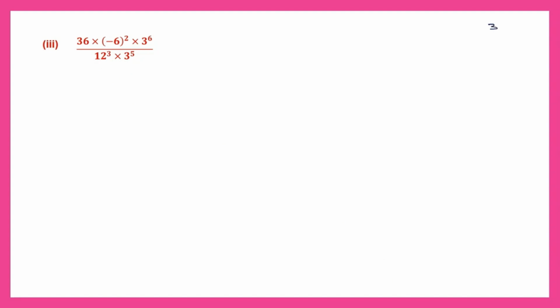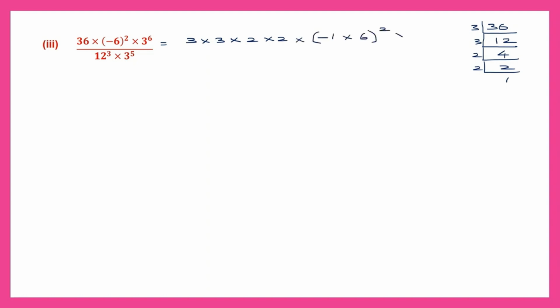So let's write 36. We can begin with 3. 3 ones are 3. 3 twos are 6. Continue with 3. 3 fours are 12. Now you can go to 2. 2 twos are 4. Again, 2 ones are 2. So what do we have there? We have 3 into 3 into 2 into 2. That is for 36 into, now here we have minus 6. So let's change that to minus 1 into 6 raised to the power of 2 into 3 to the power of 6. And here in the denominator we have 12 raised to the power of 3.